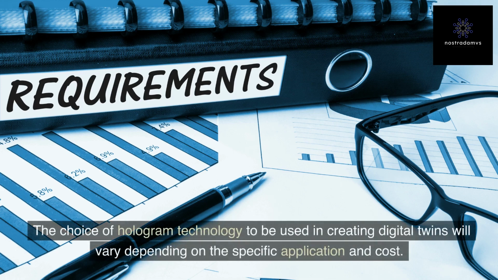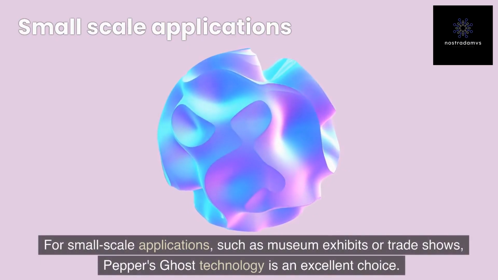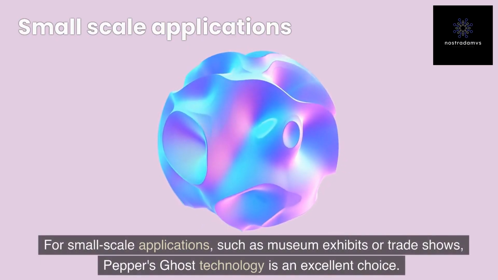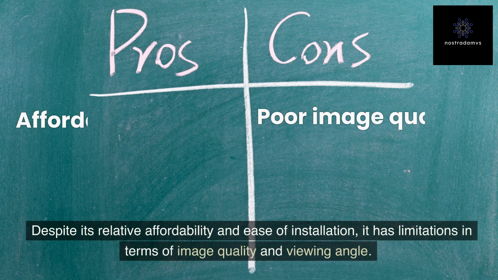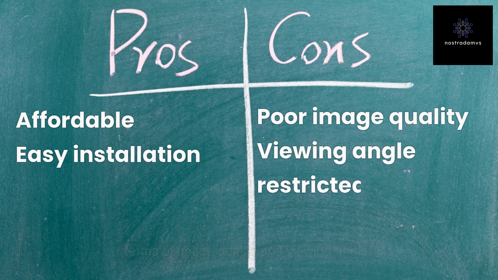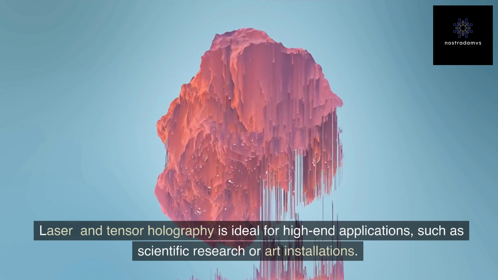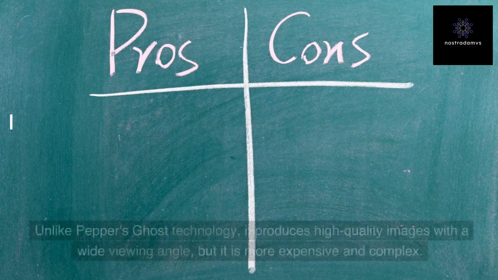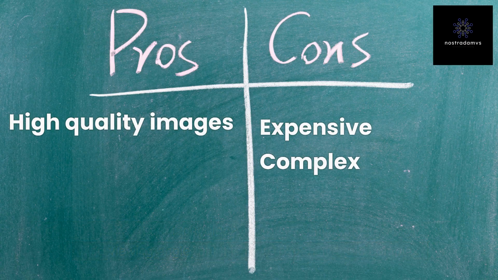The choice of hologram technology to be used in creating digital twins will vary depending on the specific application and cost. For small-scale applications, such as museum exhibits or trade shows, Pepper's Ghost technology is an excellent choice. Despite its relative affordability and ease of installation, it has limitations in terms of image quality and viewing angle. Laser and tensor holography is ideal for high-end applications, such as scientific research or art installations. Unlike Pepper's Ghost technology, it produces high-quality images with a wide viewing angle, but it is more expensive and complex.